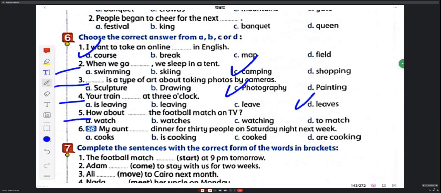How about watching my aunt? My aunt is cooking dinner for 30 people on Saturday night next week. It's cooking next week, so it's an arrangement.